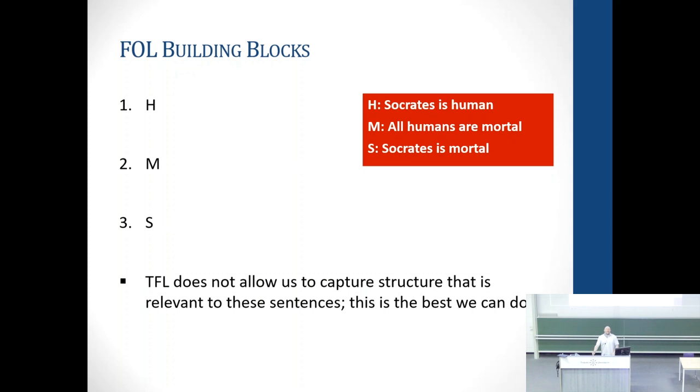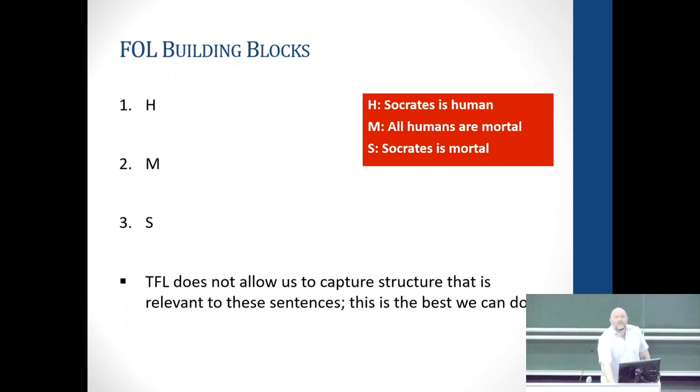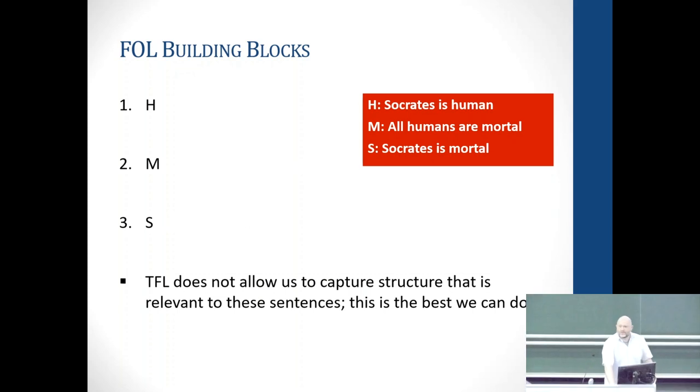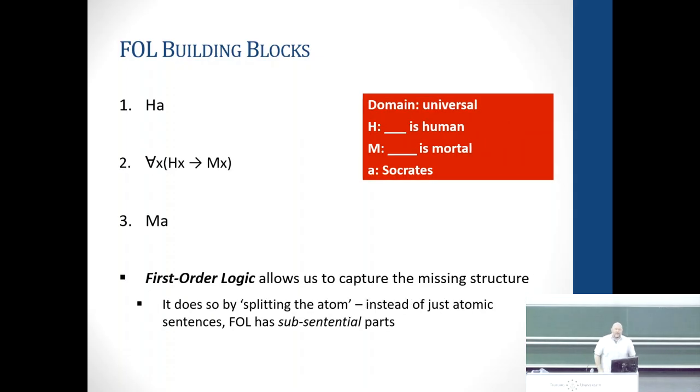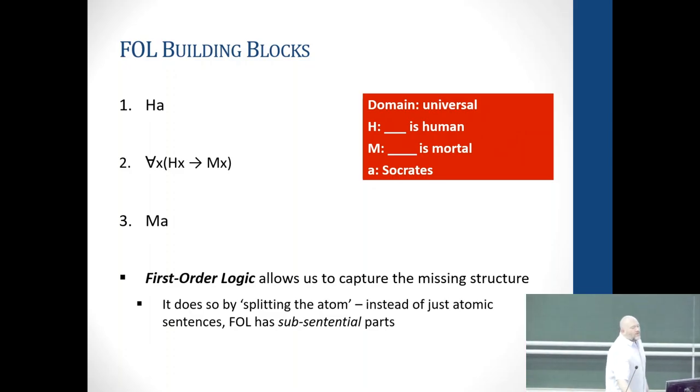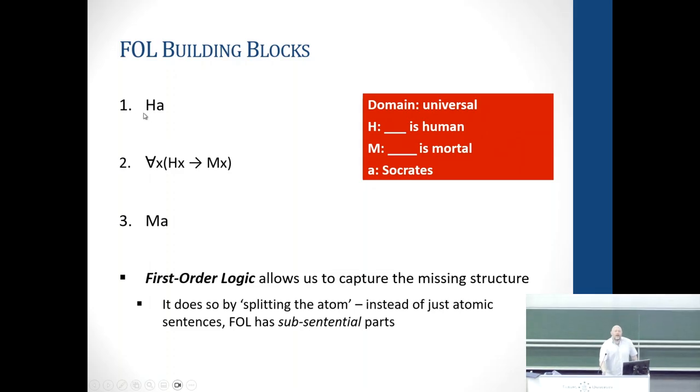So that's the big advantage of FOL. It's going to give us subsentential parts. The elements in our language are going to include things like names and predicates, and will build atomic sentences. So the language is going to look a bit like this. We're going to have as our very base unit something that looks akin to this.